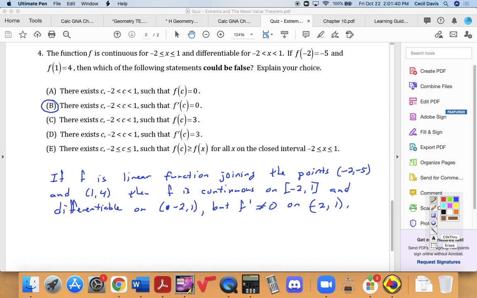Gotcha. And the other way you could do it is you could go through and explain why A, C, D, and E are all correct. If you really want to, but I don't know why you would want to.